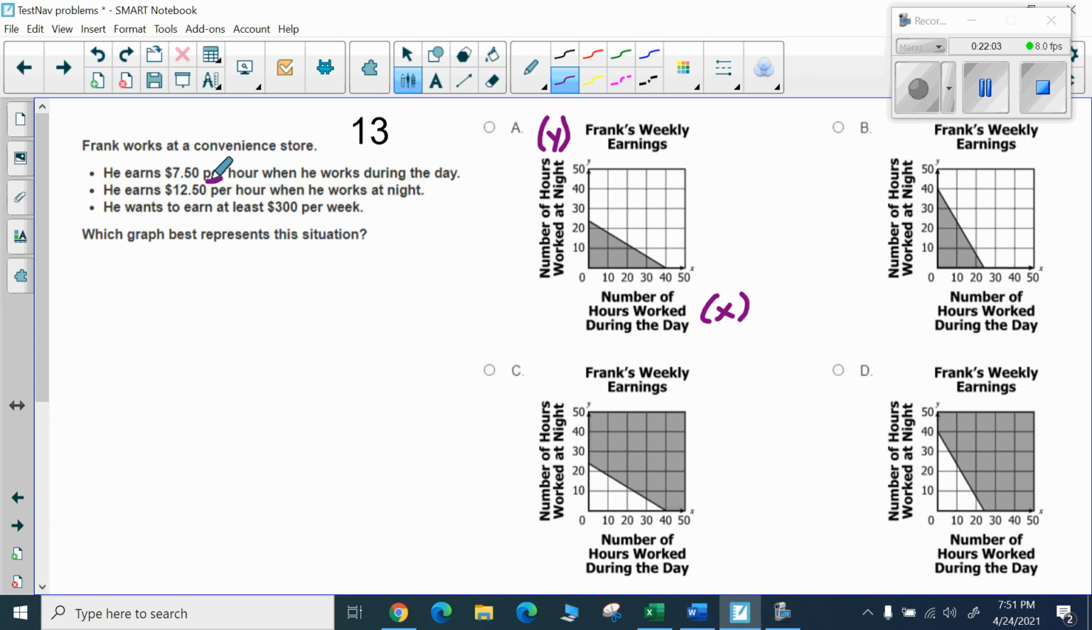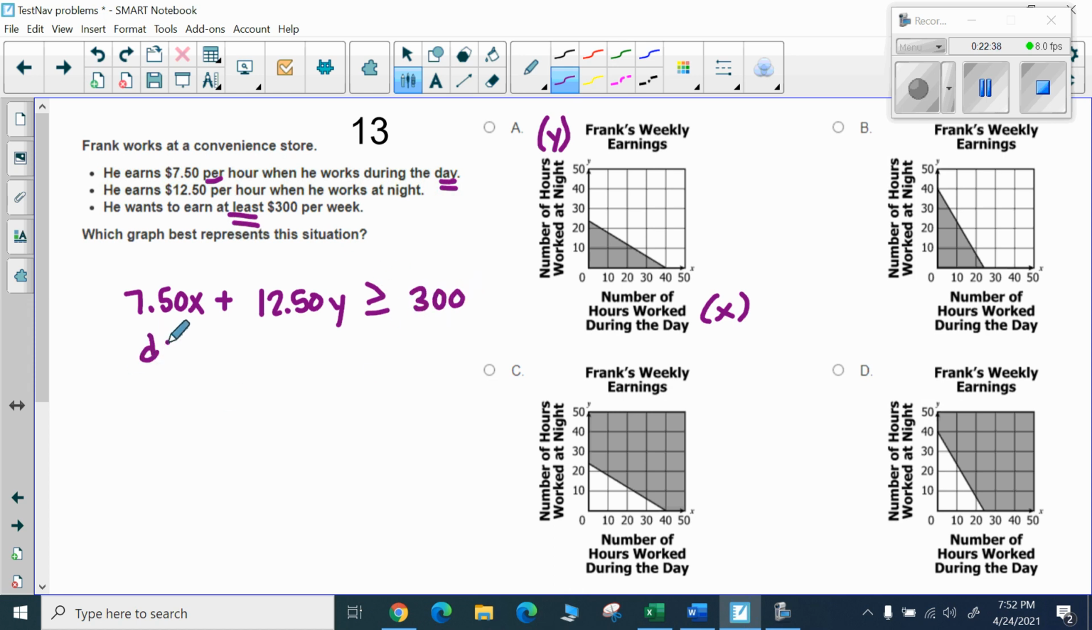So $7.50 per hour during the day would be 7.50x because daytime is on the x-axis. $12.50 per hour would be 12.50y because y is on the y-axis. And if we add those two things together, he wants to earn at least $300 per week. So he would like more, greater than, but he would be okay with exactly 300. So 300 or more would be greater than or equal to, and we're going to put that here.